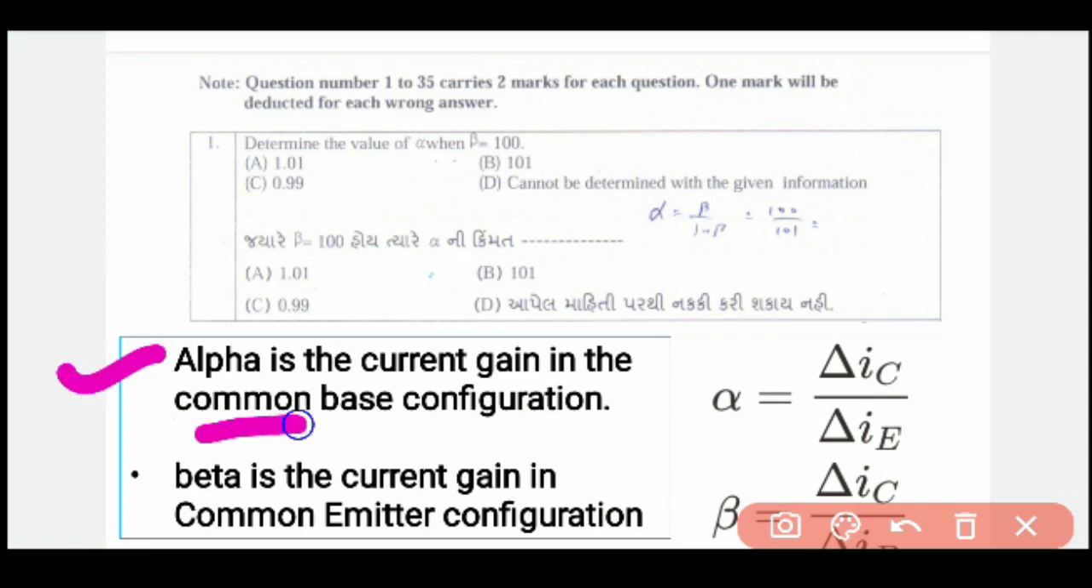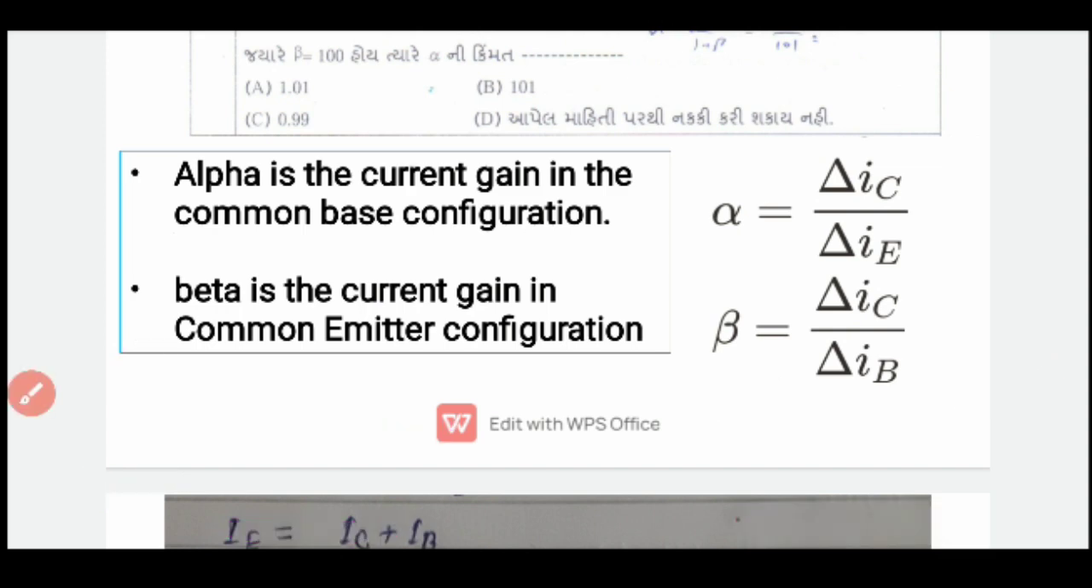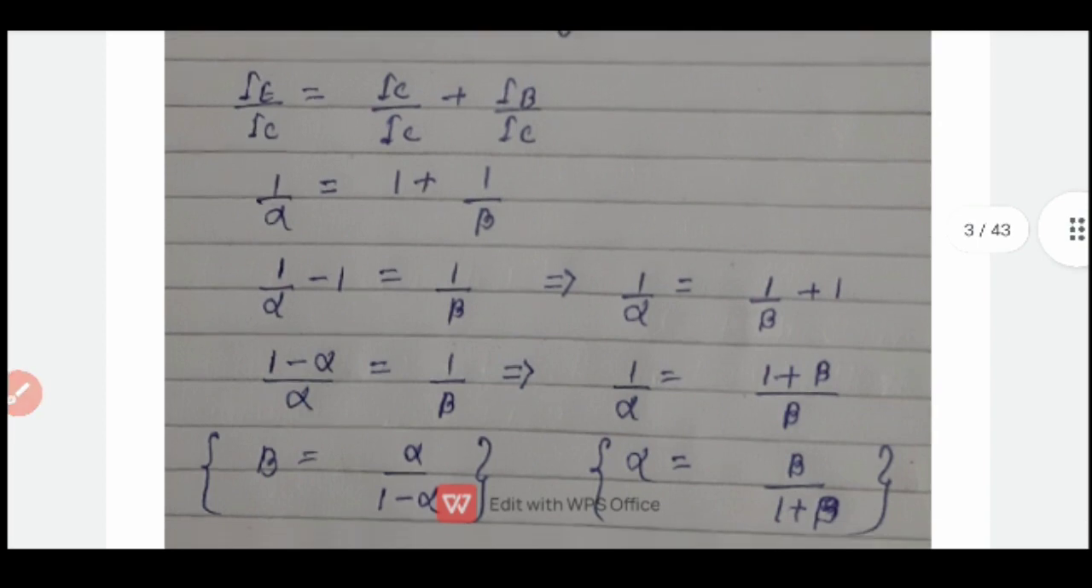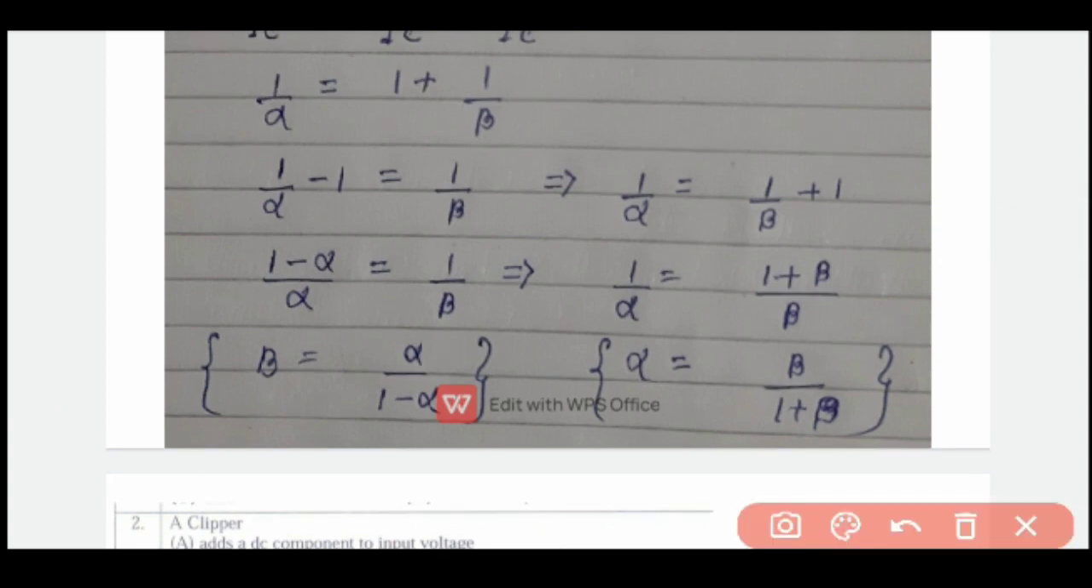Alpha is the current gain in the common base configuration and beta is the current gain in the common emitter configuration. This is the equation of alpha and beta. Alpha is equal to IC upon IE and beta is equal to IC upon IB. We can derive the equation of alpha and beta from this. IE is equal to IC plus IB, where IE is the emitter current, IC the collector current and IB the base current. Divide both sides by IC, then we get 1 upon alpha is equal to 1 plus 1 upon beta. Finally, we got beta is equal to alpha upon 1 minus alpha and alpha is equal to beta upon 1 plus beta. These two equations are very important.